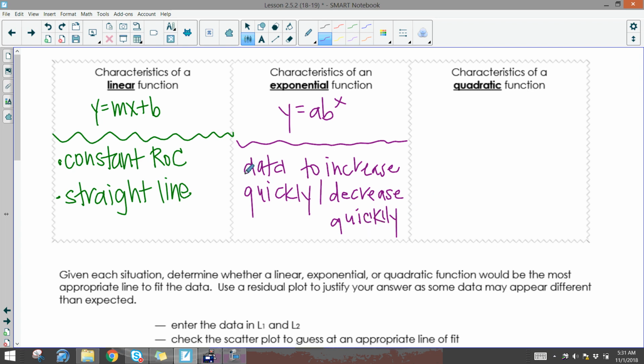Quickly. So you guys remember, exponentials are going to take on a form like this, where they're increasing really quickly, or maybe this, where the data is decreasing really quickly. So that's kind of the shape you want your data to have.